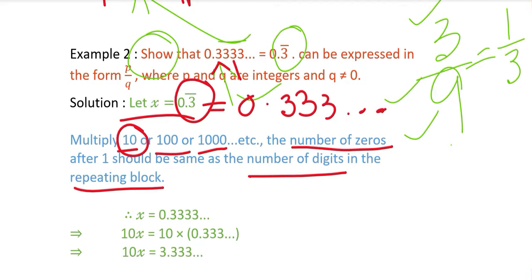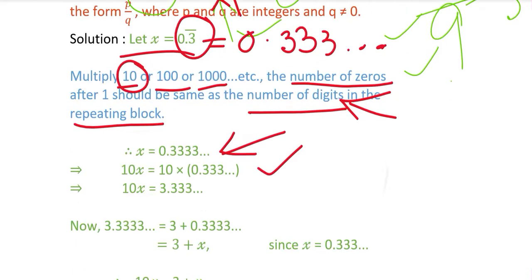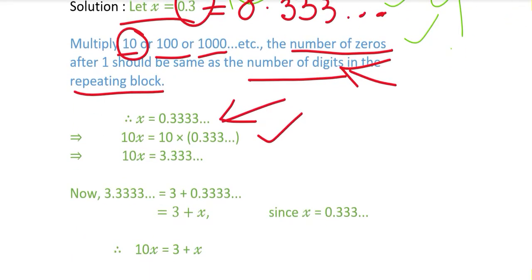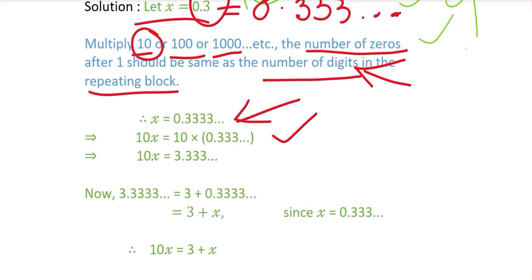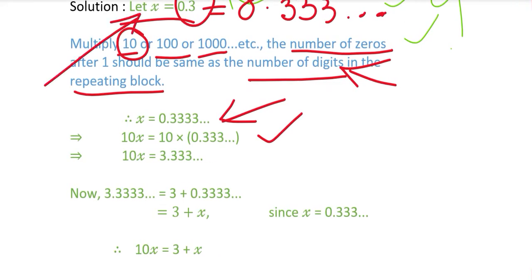We are not going to write this line in your answer. You don't need to write this line, and you also don't need to write this line. You can directly start with this line. In this line we are just multiplying 10 on both sides. So if x is multiplied with 10, you get 10x. And when 0.3 bar is multiplied with 10, the decimal shifts 1 place, so it becomes 3.3333 and so on, right?